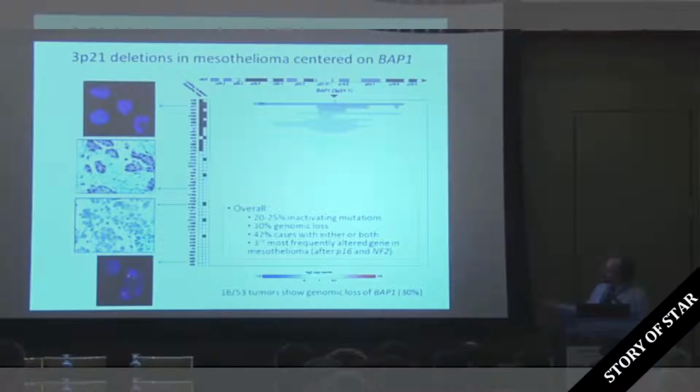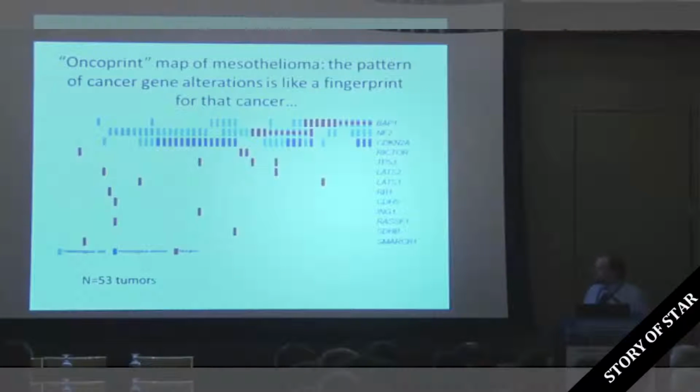And when we looked at the DNA sequence of the gene, about 20 to 25% of cases had mutations. Another 30% had actually loss of a copy. So we're estimating that about 40% of cases have some inactivation of this tumor suppressor gene, making it the third most frequently altered gene in mesothelioma after P16 and NF2.